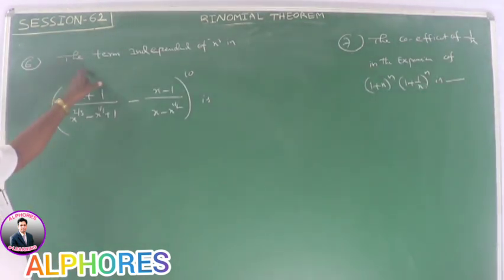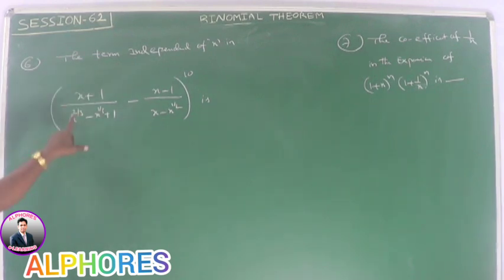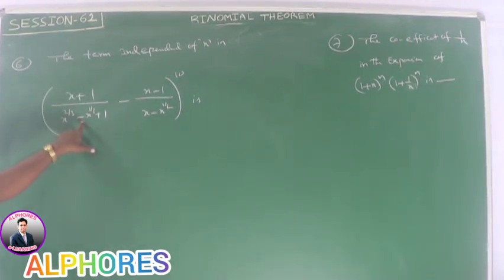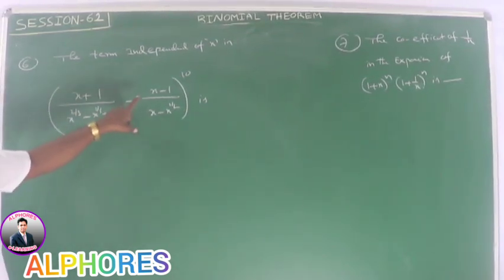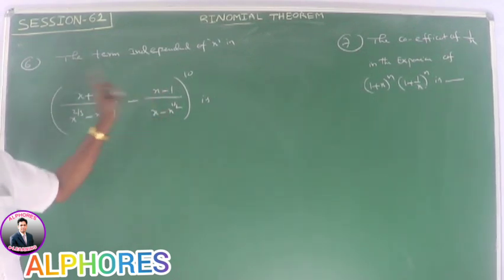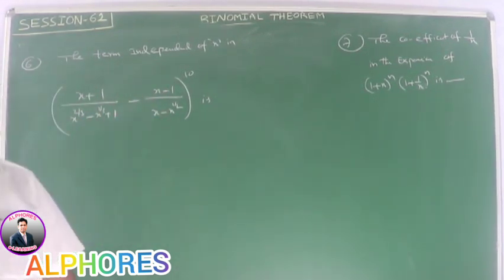Next, the sixth one. The term independent of x in the expansion of (x + 1)/(x^(2/3) - x^(1/3) + 1) - (x - 1)/(x - √x), the whole power 10, is dash. The term independent of x means the constant term in this expansion.